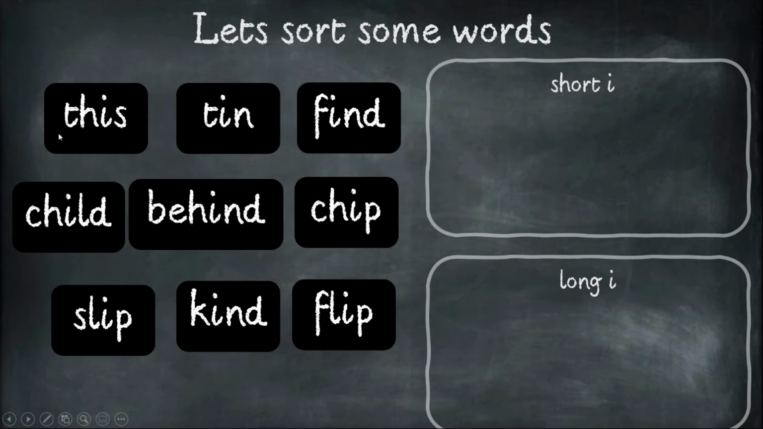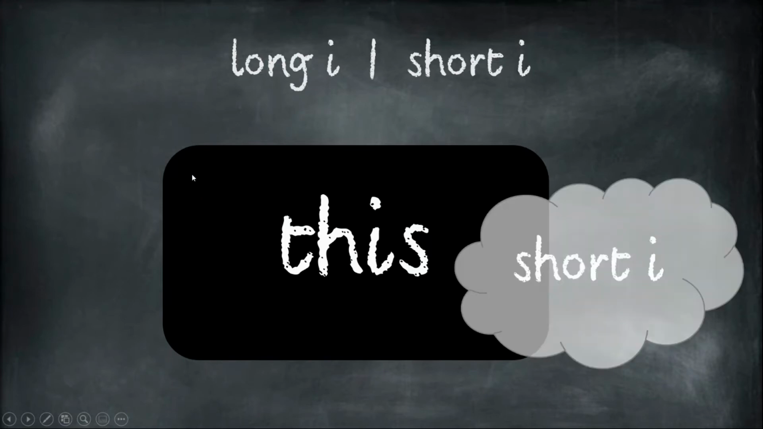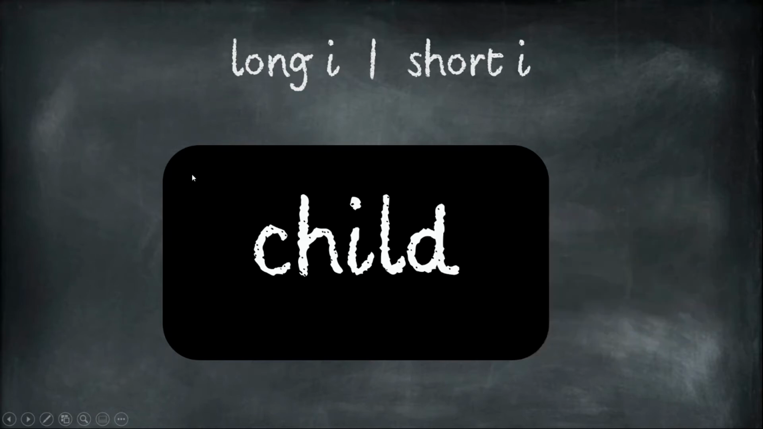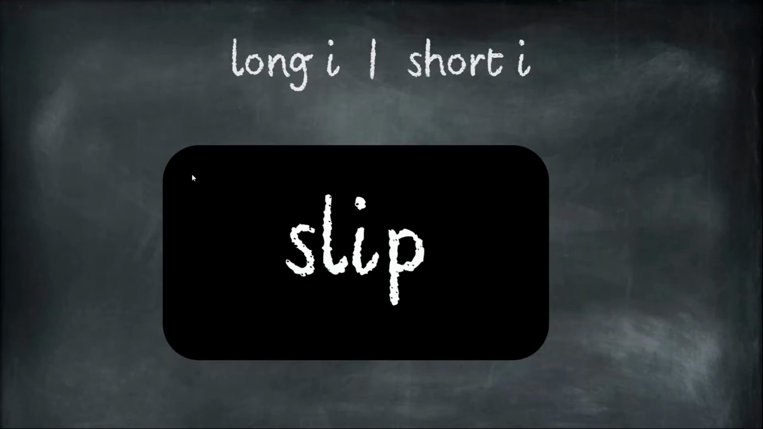Let's read this word, this. That's the short I. Is it the short I or the long I? Short I. Let's look at the next word, child. Has that got the short or the long sound in it? Child. That's right, it's the long I.